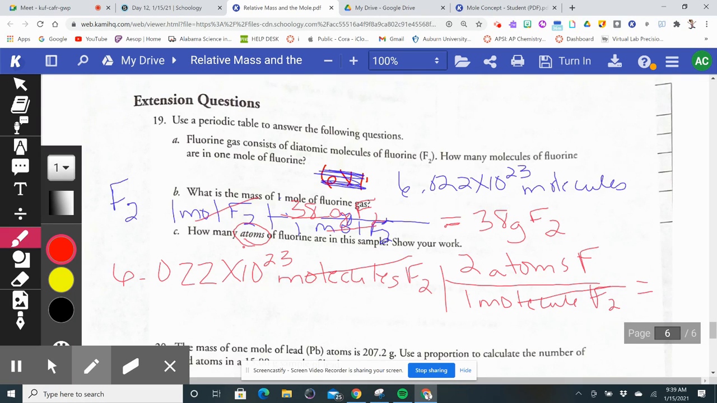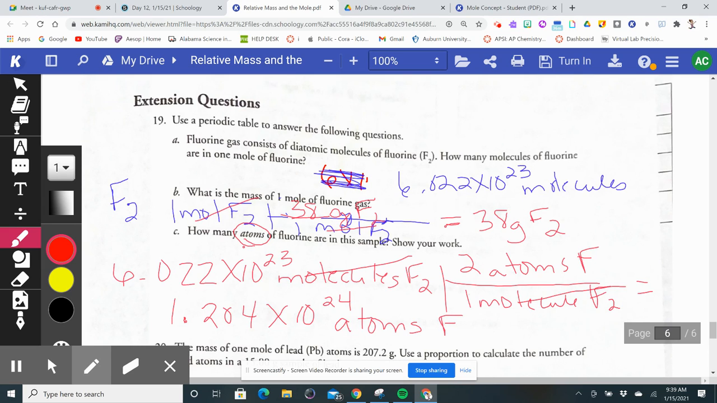So I need to take 6.022 times 2, which is 12.04 times 10 to the 24. Or I'm sorry, not 12, 1.204 times 10 to the 24 atoms of fluorine.